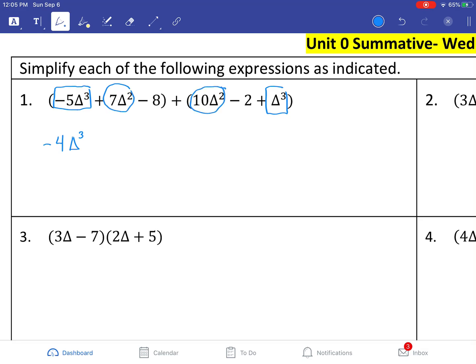We're just combining these things because there's a plus sign in the middle. So 10 plus 7 is 17 triangle squared. And then we have -8 and -2 gives you -10. And that is all you have to do. There is no distributive property you have to really worry about because distributing a +1 to everything doesn't change anything.